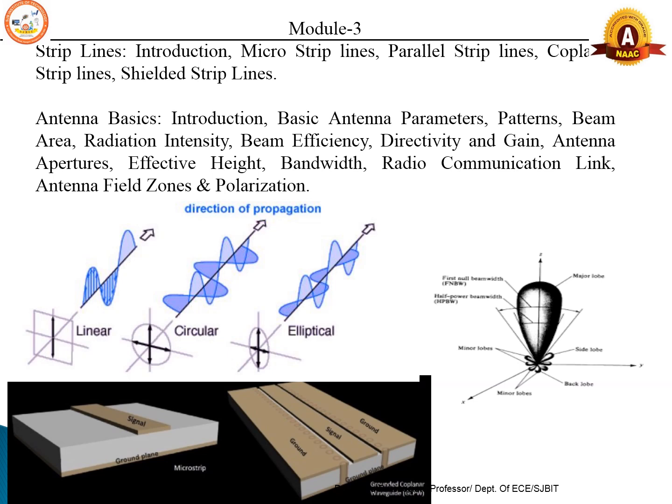In module 3, the first part you can observe is about strip lines, all the different types of strip lines, followed by the second part, which starts with antennas. In antennas, the radiation mechanism, then understanding the different parameters related to antennas such as directivity, gain, antenna apertures, efficiency, radiation intensity, bandwidth, polarization and different field zones. These things you will learn.